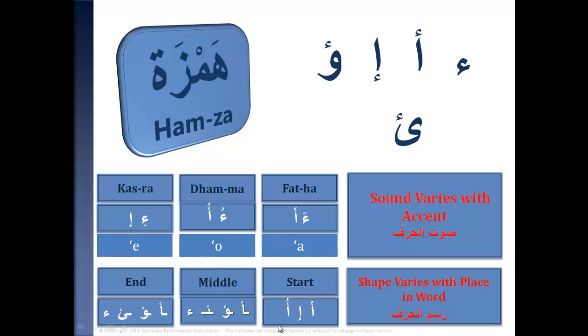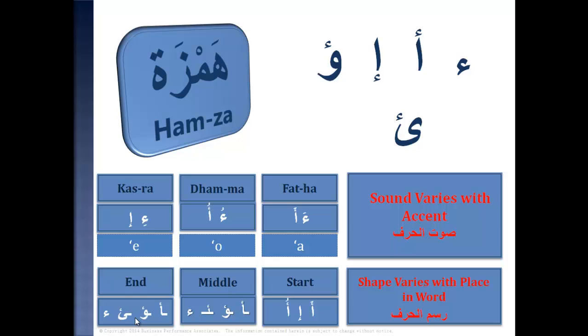In the beginning of the word, you would see it on the top or the bottom of the alif with whichever accent on it. In the middle, it takes a variety of shapes, either on the top of an alif, or the top of a waw, or the top of a ya without the dots, or by itself. And at the end of the word, it basically takes these three or four positions.